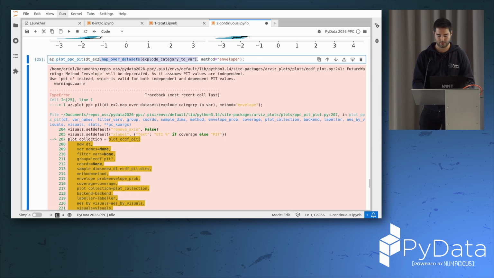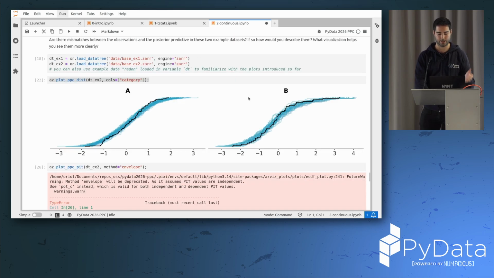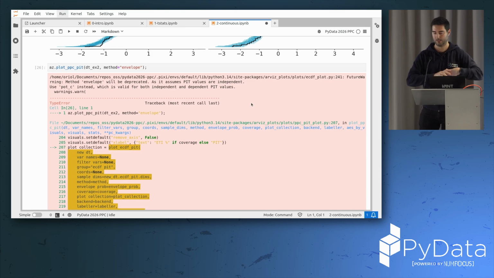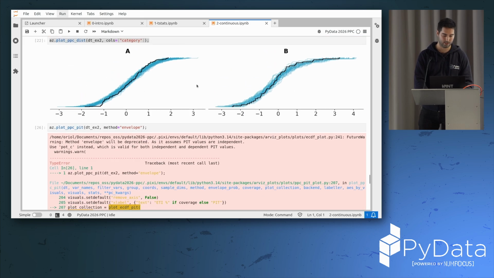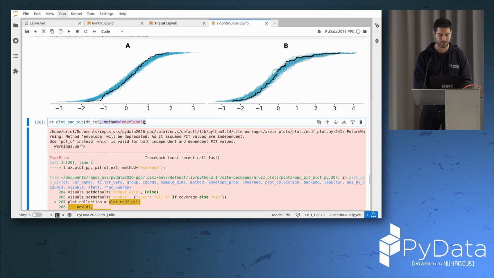And this gives an idea of the magnitude that things should have, because it depends a little bit on the variance and the different things. Okay, and it has an issue, but it's deprecated, so we probably will not fix it.